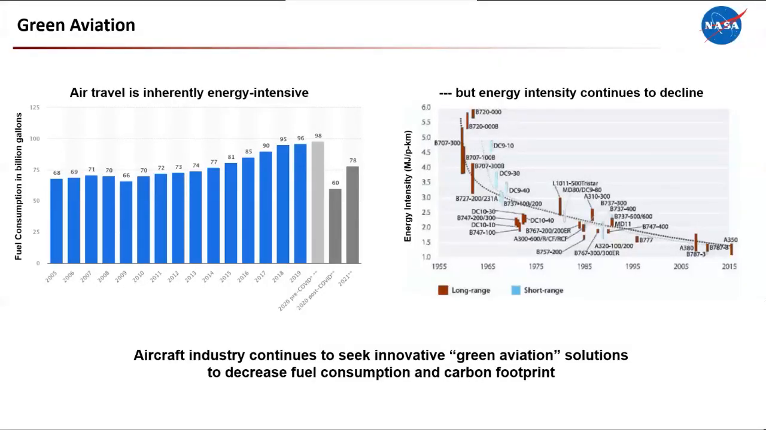Okay. So this is a technology that relates to green aviation that aims at reducing fuel burn. We all know that aviation is really energy intensive. It consumes a lot of fuel and it also creates a carbon footprint. And the aircraft industry is continuing to seek out new solutions to reduce the carbon footprint as well as to decrease the fuel consumption. Every year it burns over a billion barrels of fuel, right? So it's a lot of fossil fuel burn. Next slide.